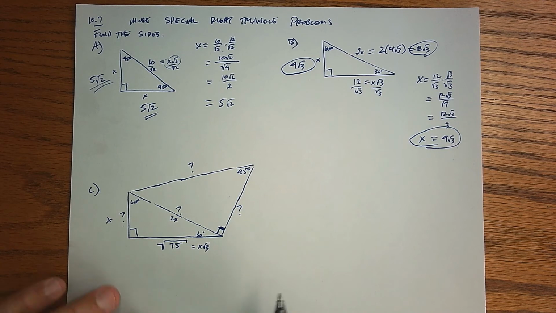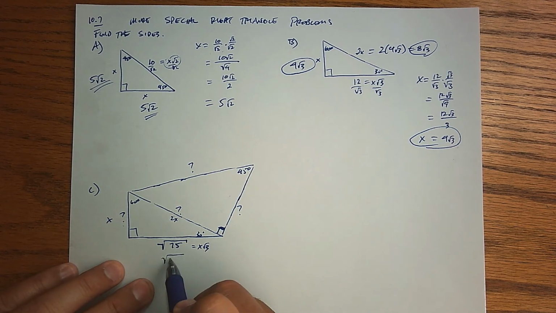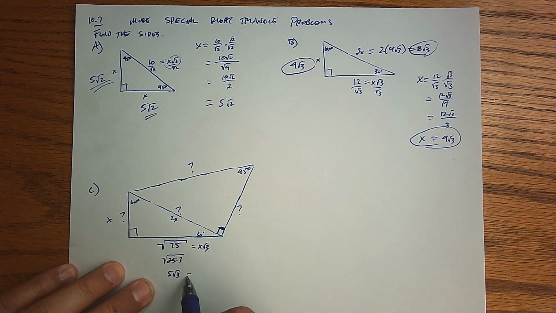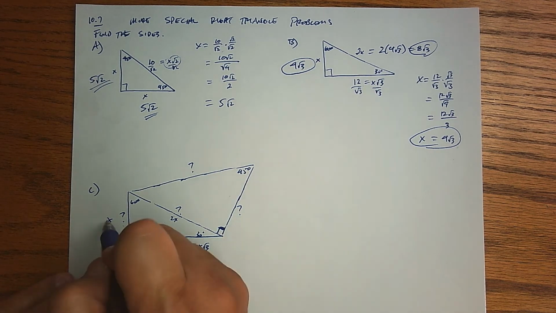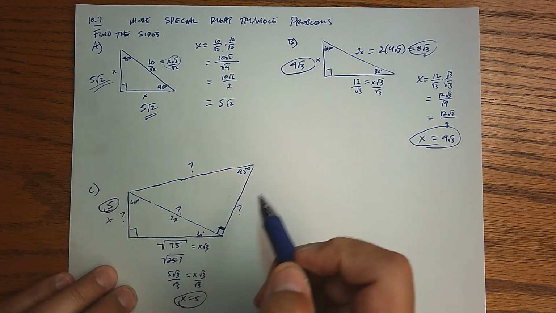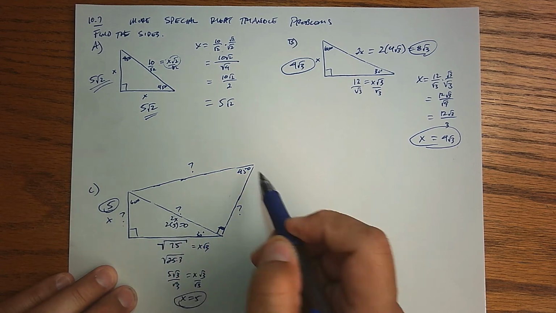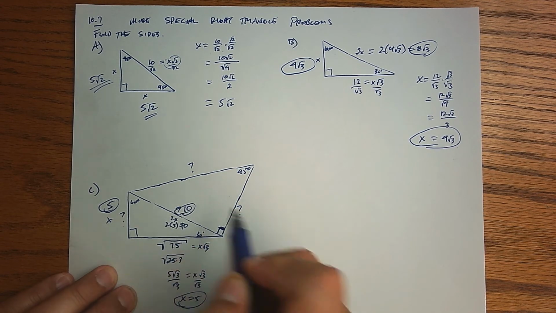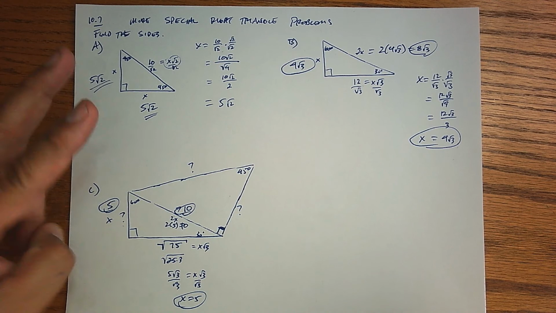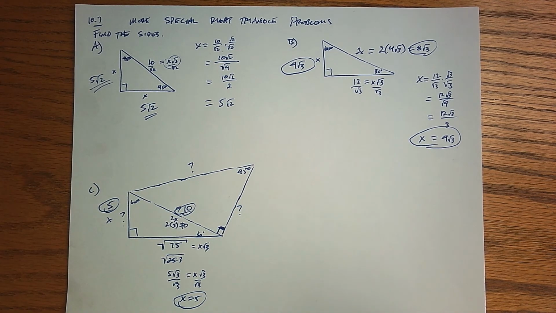So let's worry about what we can. The square root of 75 breaks down into 25 times 3, which becomes 5 square roots of 3. So if we divide both sides by the square root of 3, our x has to be 5. That means this side has to be 5, and this side has to be 2 times 5, which is 10. So we now know that that side's 10. So of our 4 sides, we've got 2 just by using our 30, 60, 90.